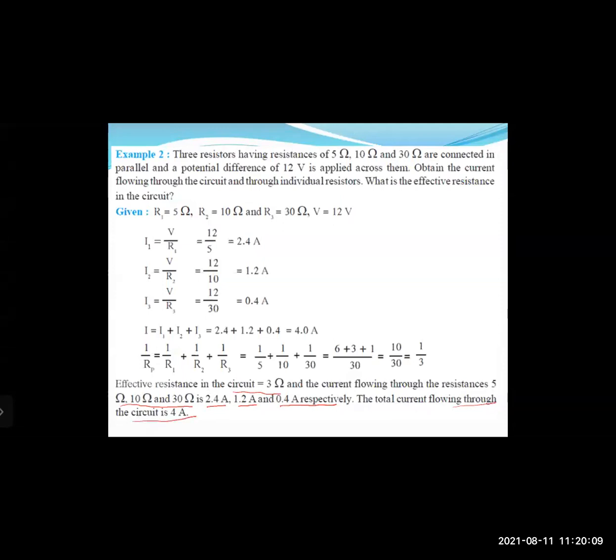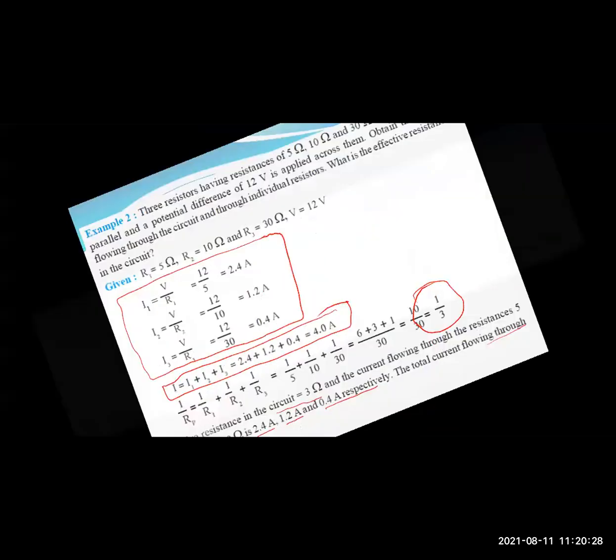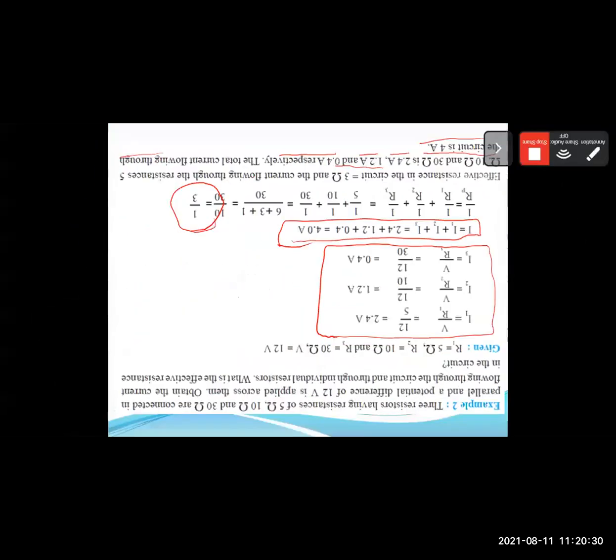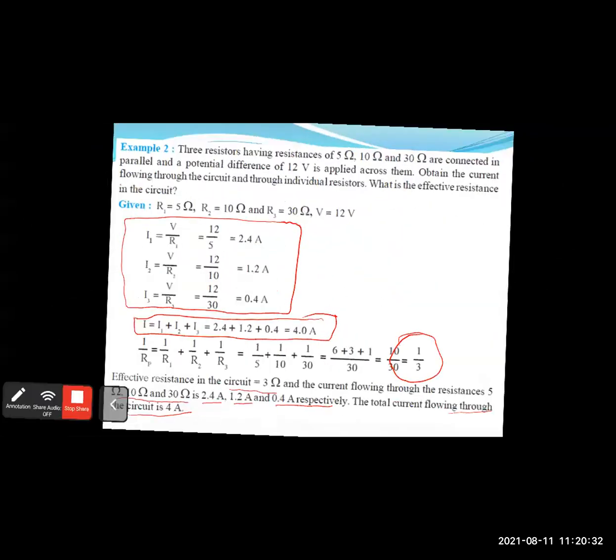So as you can see here, we have solved this numerically in about 3 parts. First, we calculated the currents flowing through the individual resistors. Then we calculated the current flowing through the complete circuit. And then we calculated the effective resistance. So we solved the numerical in 3 separate parts. Okay, students, so it is very important, right? Then let us move to the next numerical.